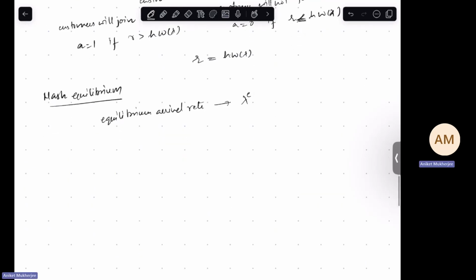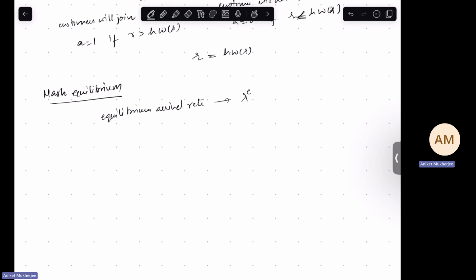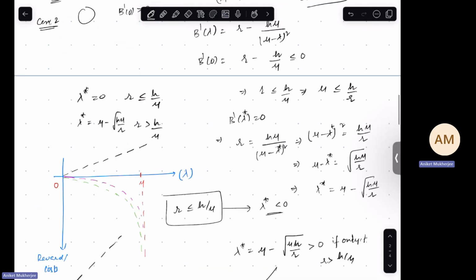Okay, so next we'll see optimal arrival rate and service rate. I'll just do a quick recap of what we did today.